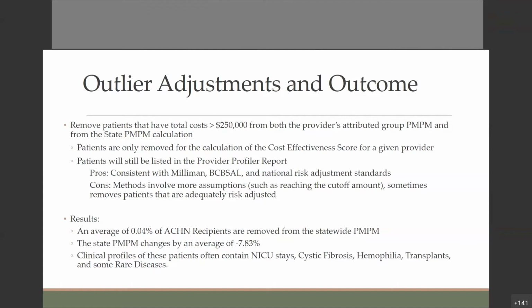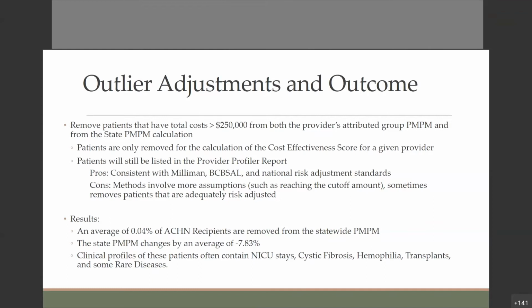I do want to point out here that there have been some assumptions made and that sometimes we are removing patients that are adequately risk adjusted. So their MARA risk score was fully accounting for all of these costs. However, we still thought it was an important change to make. So the results of this, so we've been modeling this on all of the previous bonus quarters, but most importantly on the last 3 quarters.